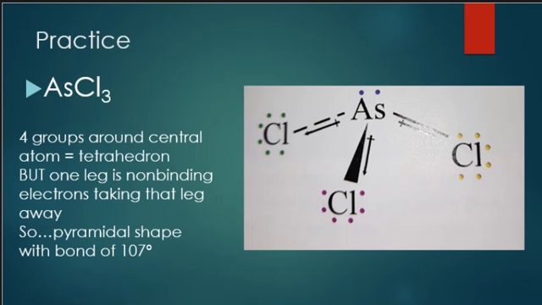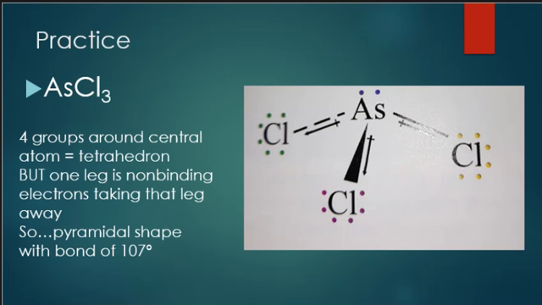We're going to practice. AsCl3: 4 groups are around the central atom. We have an unpaired group of electrons right there. Therefore, it's going to be a tetrahedron, because that is a group. But this leg is missing as far as an actual bond, because these are non-bonding electrons. They're influencing, but they're not bound to anything. They're going to take that away.